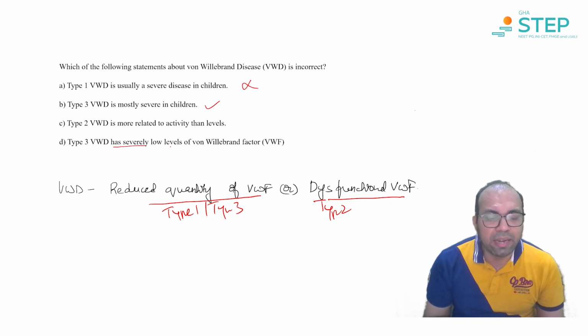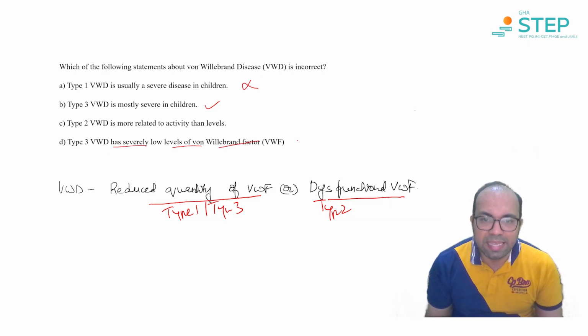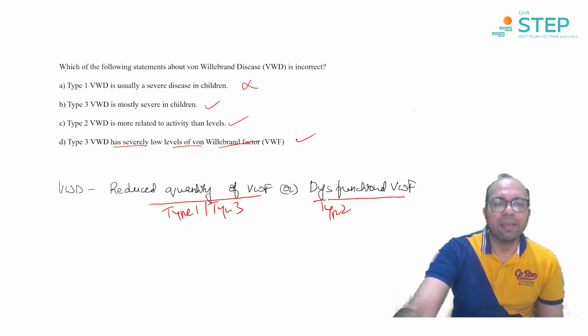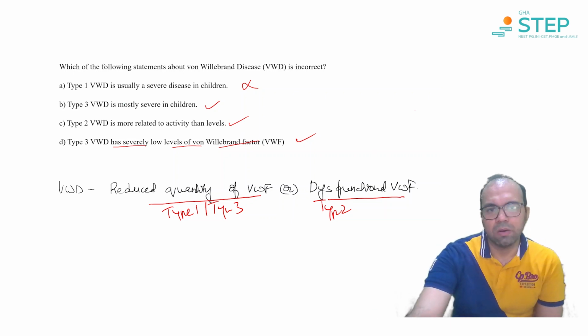Type 3 is characterized by severely low levels. Yes, this is correct. Type 2 is more related to activity than levels. Yeah, we saw type 2 is dysfunctional. So this is correct. So the answer is A. Hope this is clear for you. Von Willebrand disease is very important and a very frequently asked question.